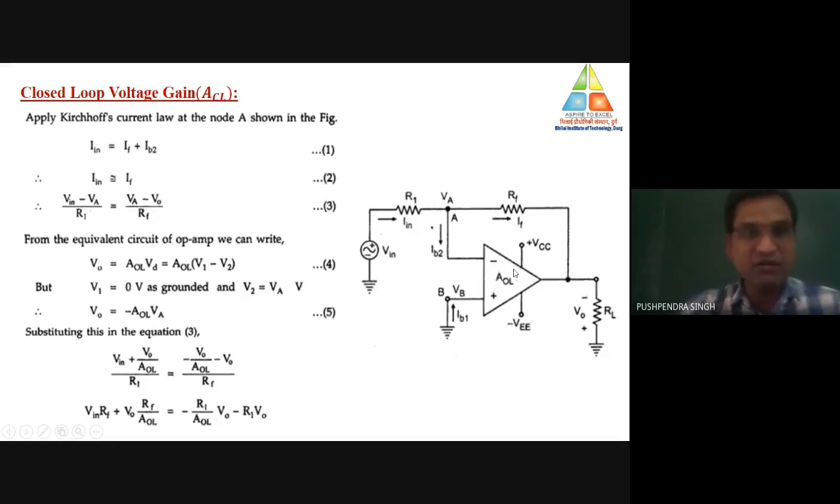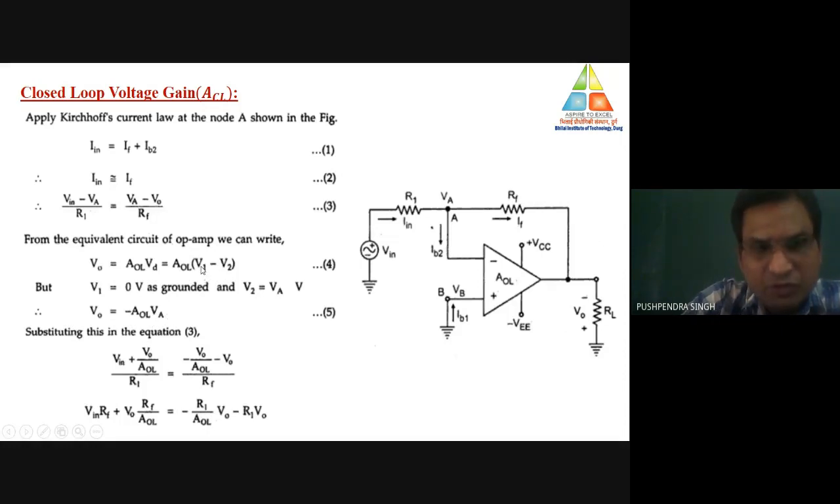So what is the value of output? In open loop condition, V0 is equal to AOL into VT. VT is the difference of the two input signals, V1 minus V2. But V1 is ground, so V2 is VA. Already we have discussed that VA or VB is equal to 0. So from there, V0 is equal to minus of AOL into VA.